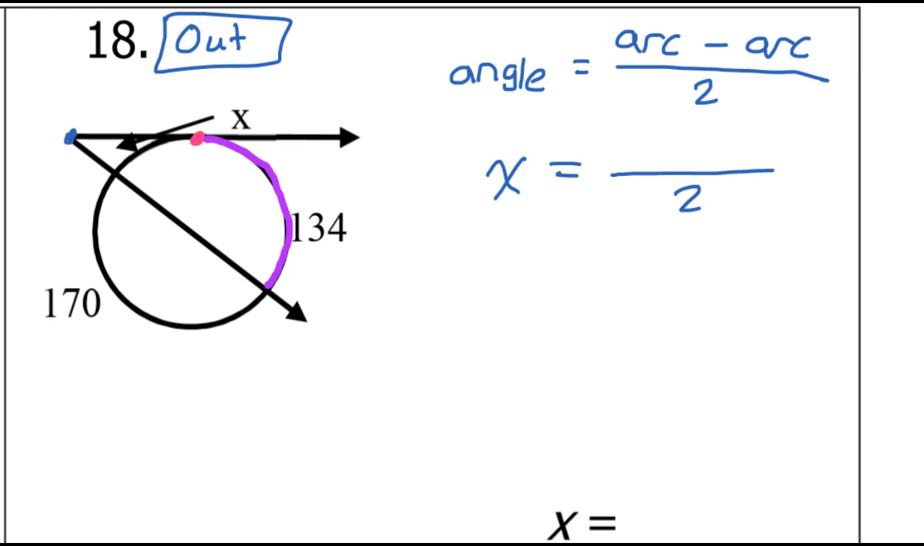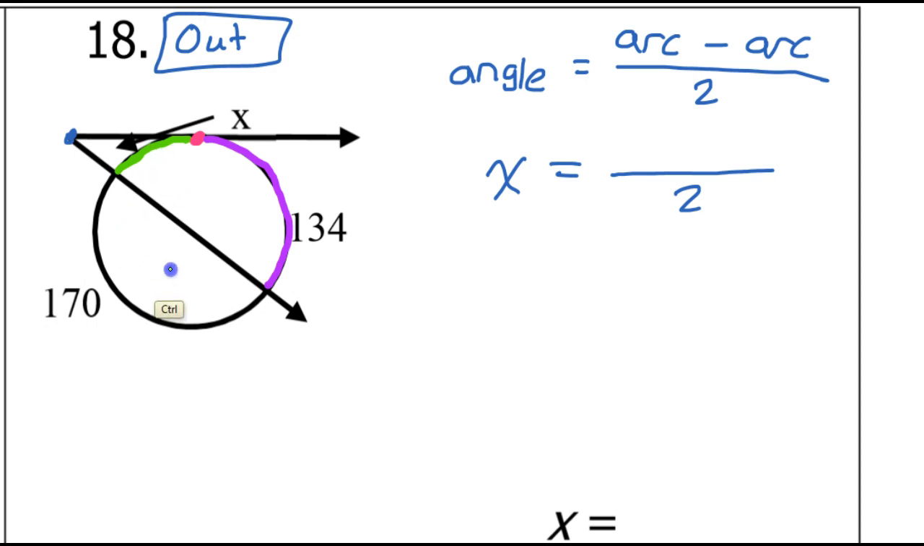That one is good. But the other arc that I'm going to need is the other arc that is inside the circle that I'm drawing in green right here. This 170 is not intercepted. It's outside of the angle. So the 170, I'm not going to use it. So how do I find the green arc? That's the one I really need.